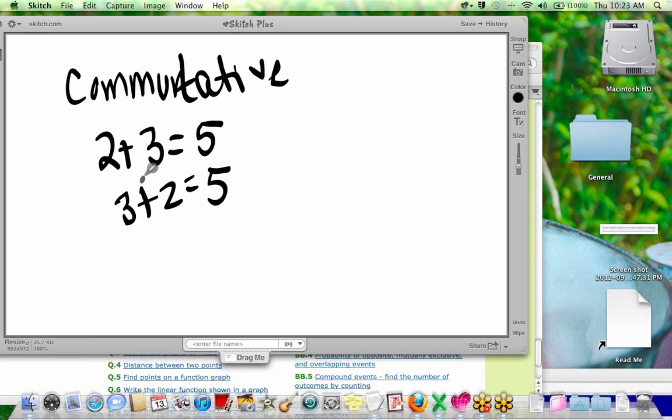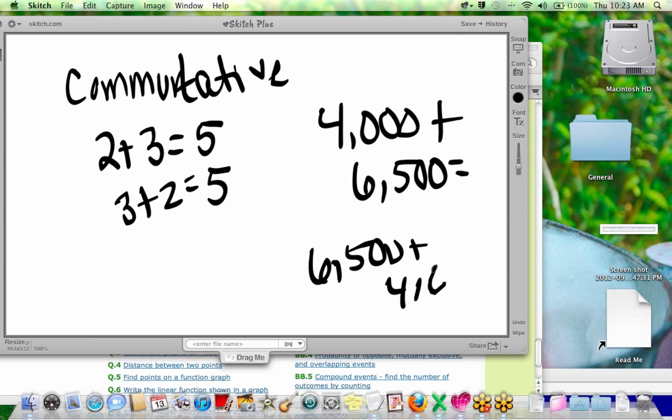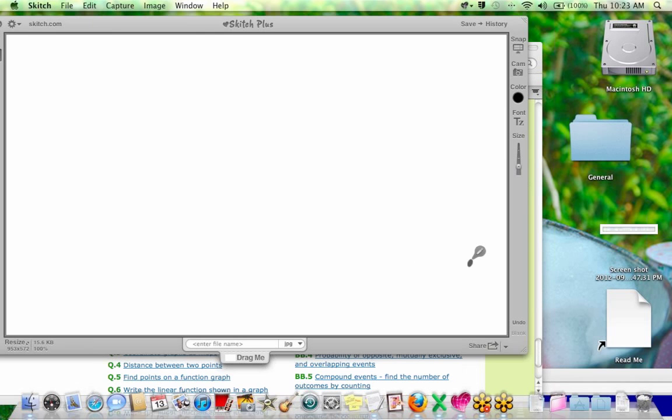So this is very simple, guys. 2 plus 3 is the same thing as saying 3 plus 2. And that can be translated into bigger numbers like 4,000 plus 6,500. That is the same thing as writing 6,500 plus 4,000. I'm not going to spend any more time on that because that is too easy for sixth graders. I couldn't believe that was even in your lessons. Associative properties, maybe slightly harder, but not really.